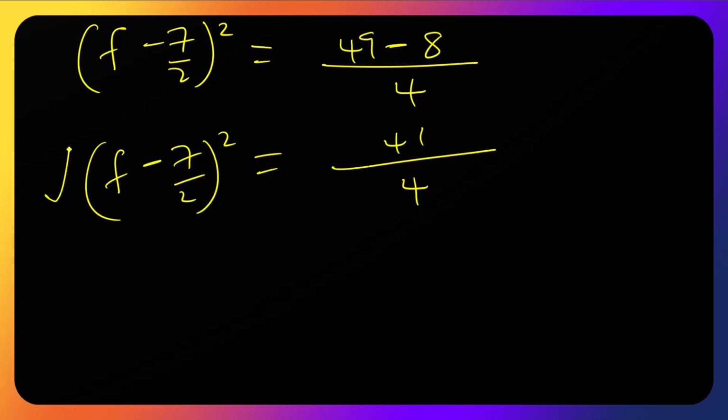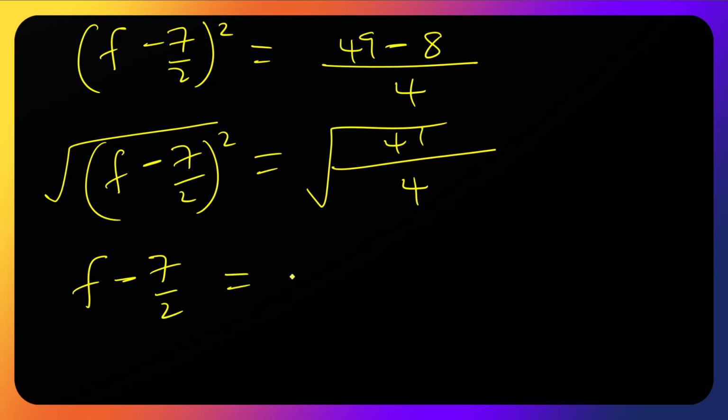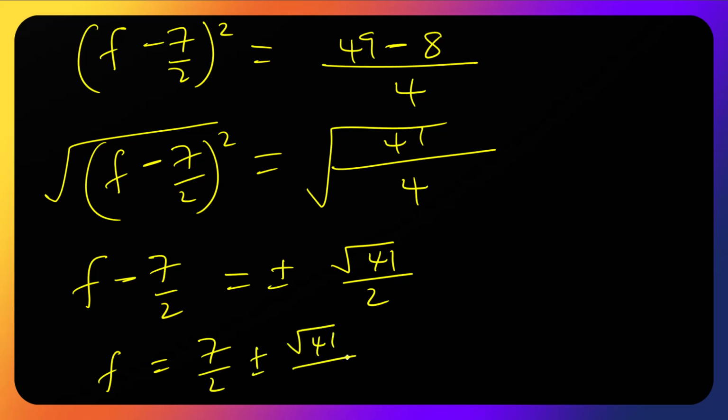Okay, so let's remove the square by taking the square root of both sides. That will be f minus 7 on 2 plus or minus, and this side will be square root of 41 on 2. So f equals 7 on 2 plus or minus square root of 41 on 2, which is the same as 7 plus or minus square root of 41 all over 2. That is f.